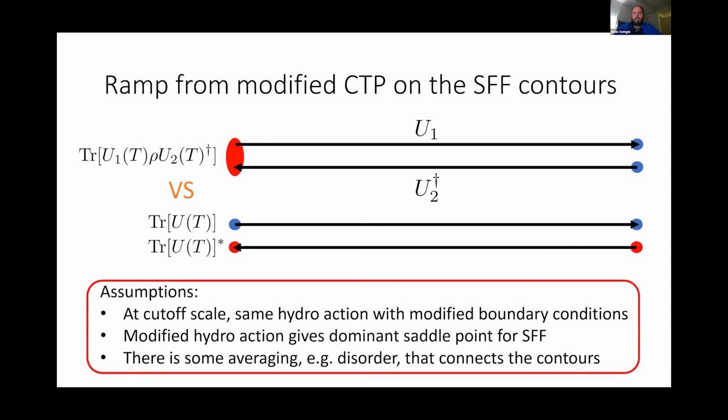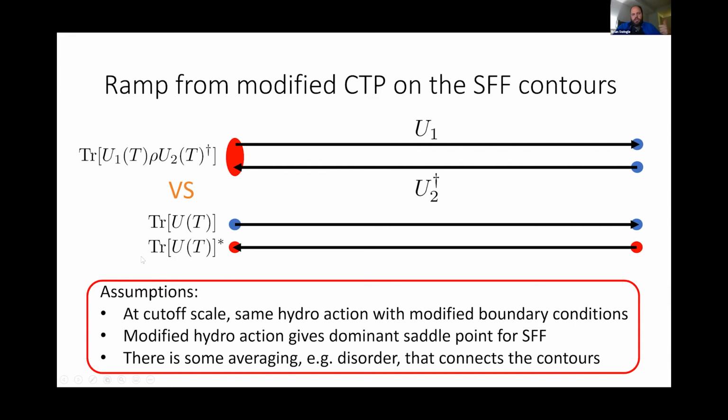So here's the key assumption of our paper for this part: we want to take the effective action of the CTP formalism on this closed contour. You go out, connect, and come back. And we want to say that the same effective action, at the appropriate cutoff scale, gives the relevant saddle point, the relevant contribution to the path integral which computes this double contour thing, where instead of periodically identifying at the ends, you periodically identify the past and the future.